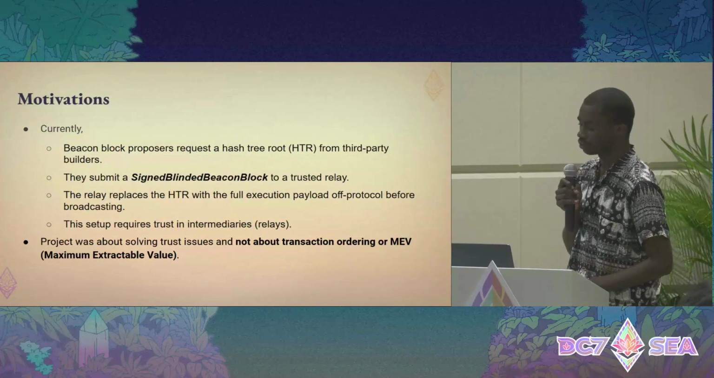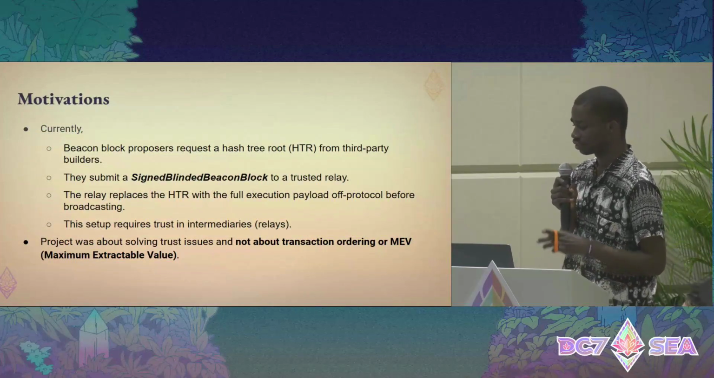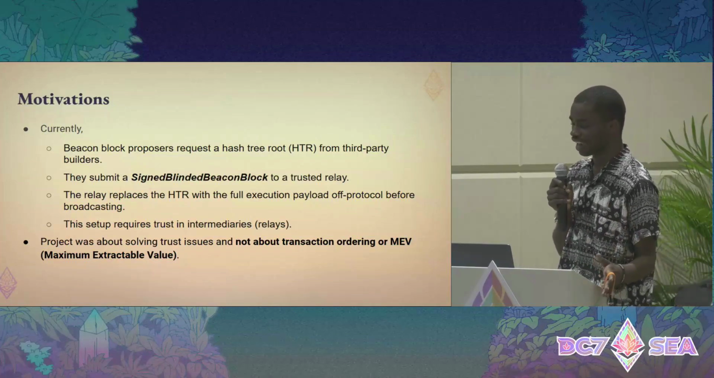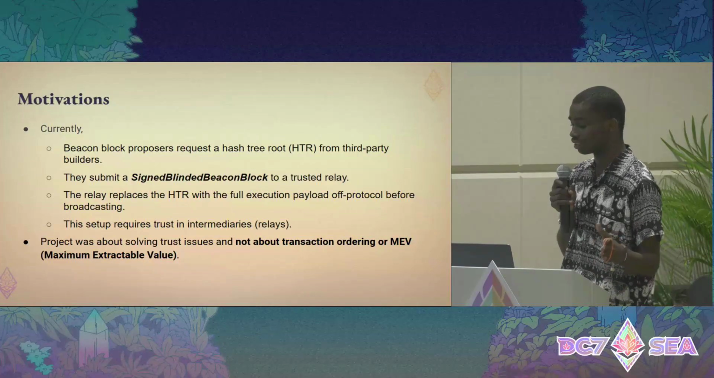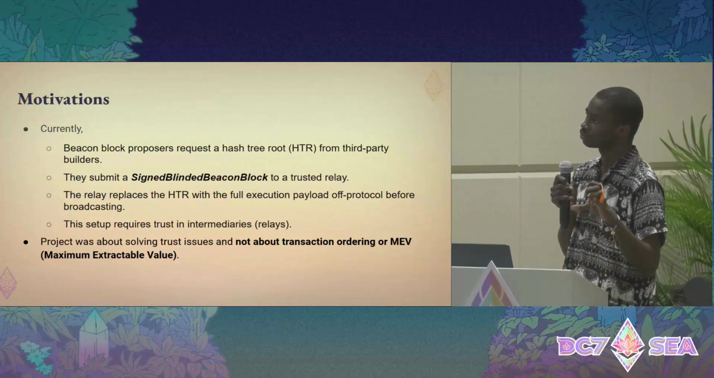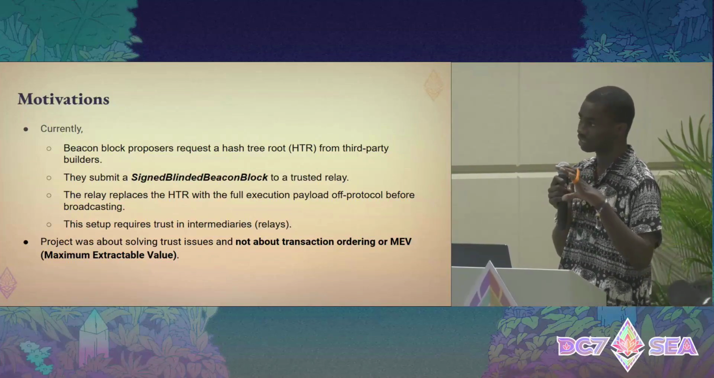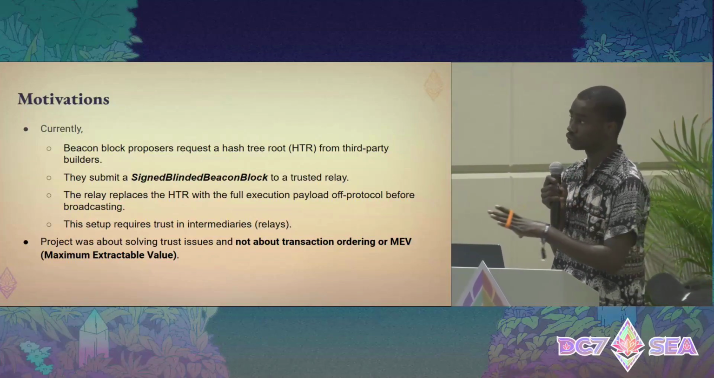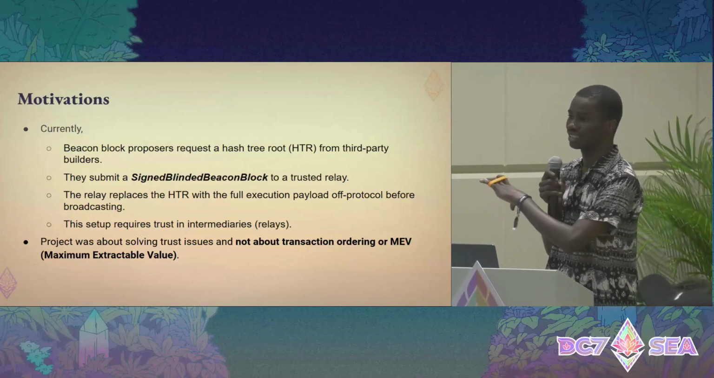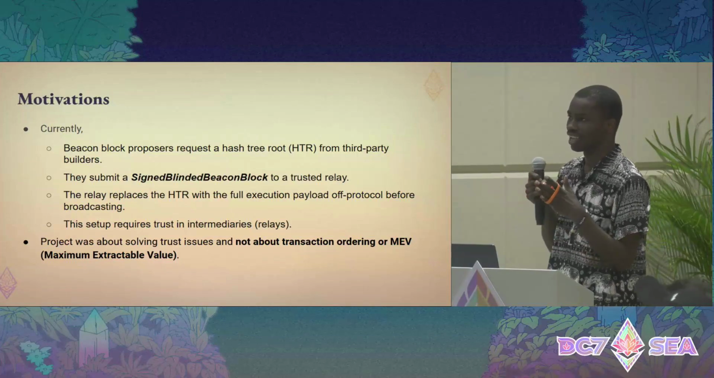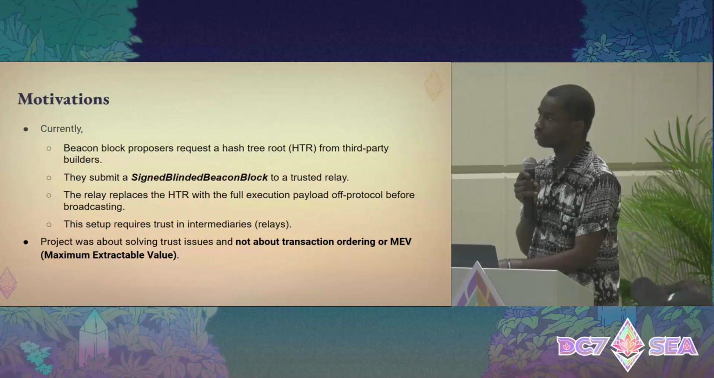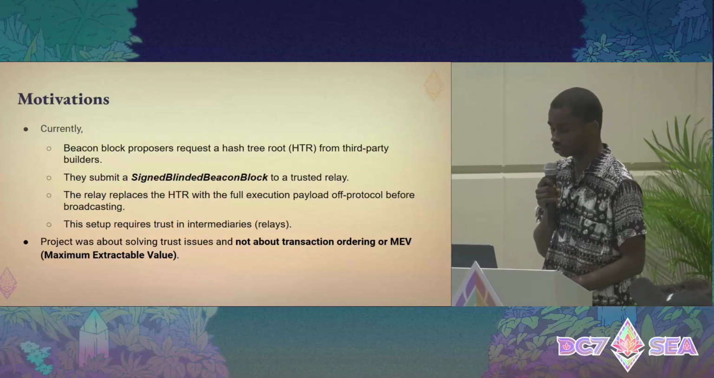Currently, beacon block proposers request a hash tree root from a third-party builder via a relay. They submit a signed blinded beacon block to that trusted relay. The relay is responsible for replacing that hash tree root with the full execution payload submitted by the builder. The relay is also responsible for selecting the best bid from the builders and carrying out the transaction. So this project was about solving this trust issue.